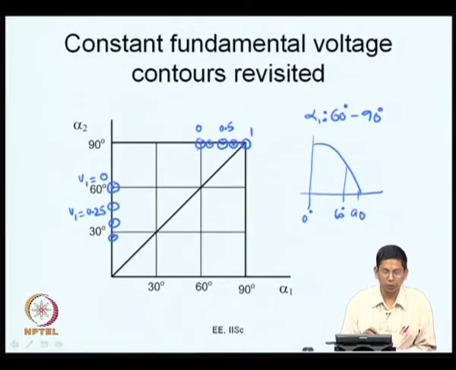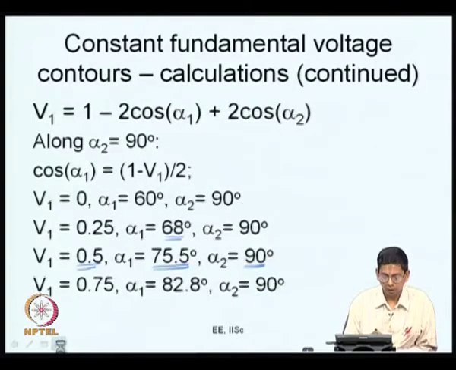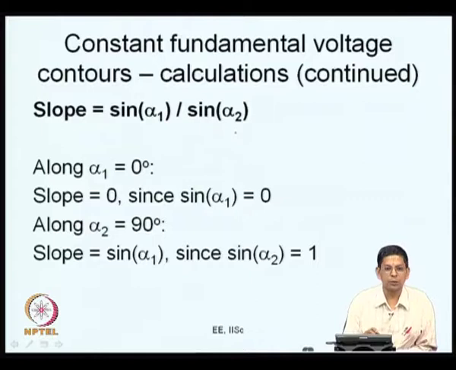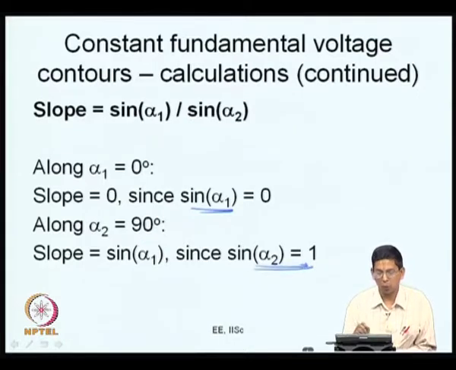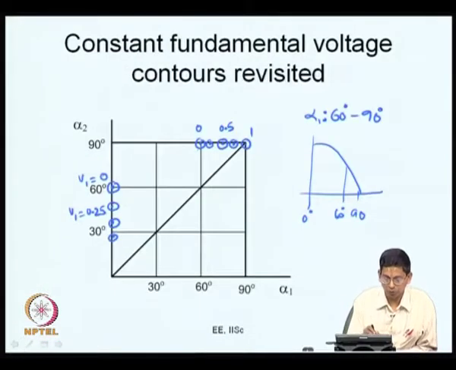So, I have all these points, I can actually go about joining them. The other thing that I know is the slope. What is the slope here? The slope is sin alpha 1 by sin alpha 2, just as we derived a little while back. So, along alpha 1 is equal to 0, your slope is 0 because sin alpha 1 is 0. Again, along alpha 2 is 90, you have sin alpha 2 is equal to 1, therefore, slope is just equal to sin alpha 1. So, if you go back here, I know that the slopes here are 0, the curve is flat there.